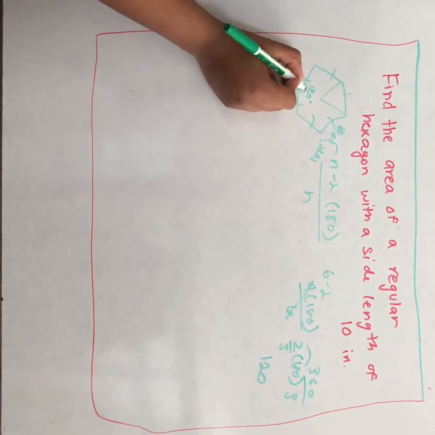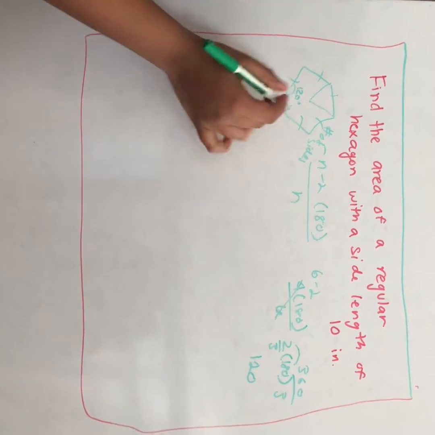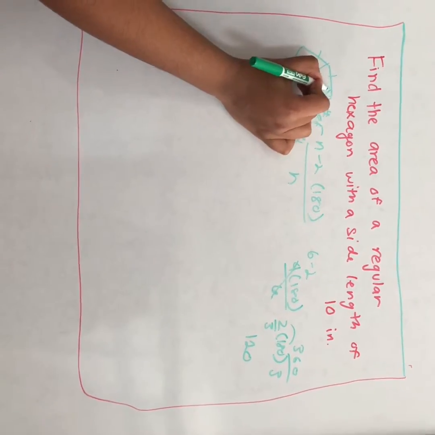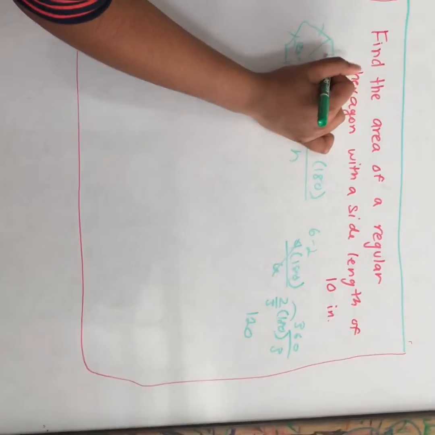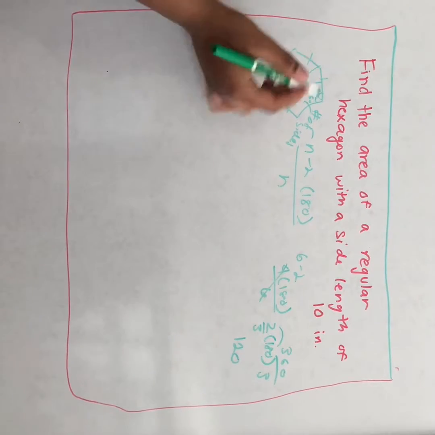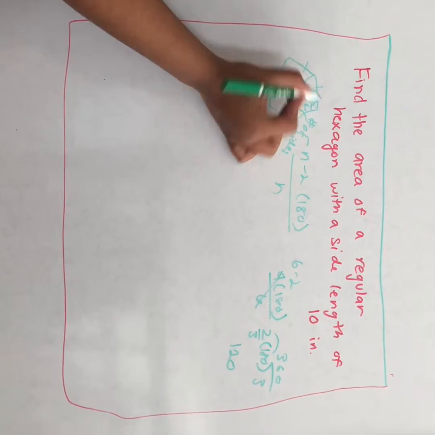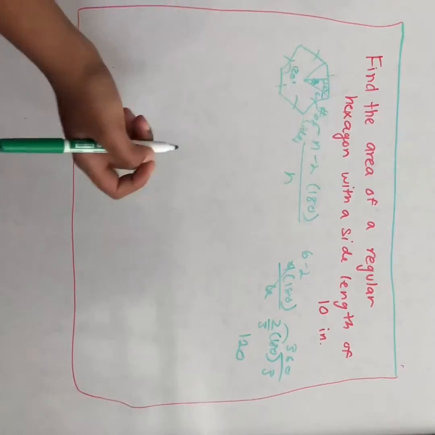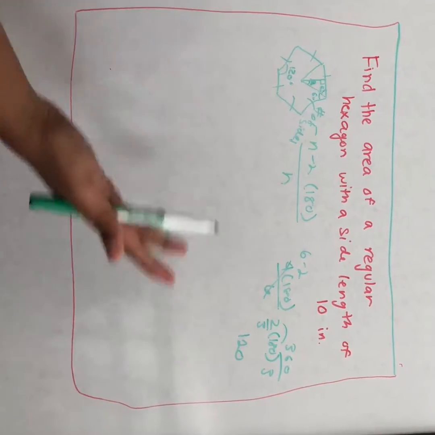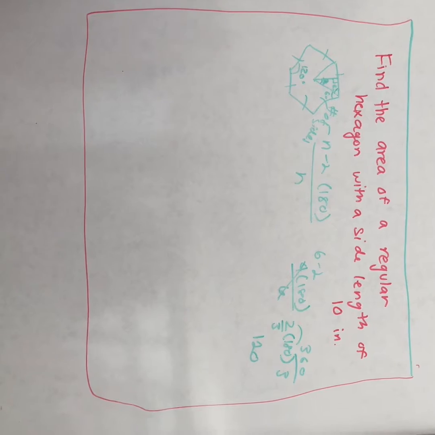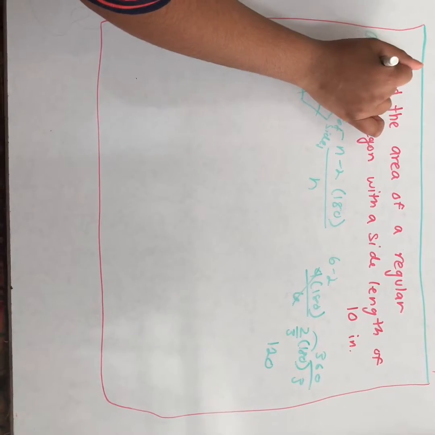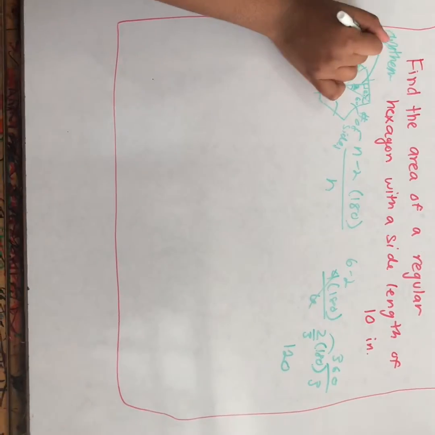If the full angle is 120 degrees and you cut it in half, this is going to be 60 and this is going to be 60. When you cut that 60 in half, this is obviously a 90, so this would be a 30. That's a 30-60-90 triangle, so it's a special triangle. This line is called the apothem, and this line is called the radius.